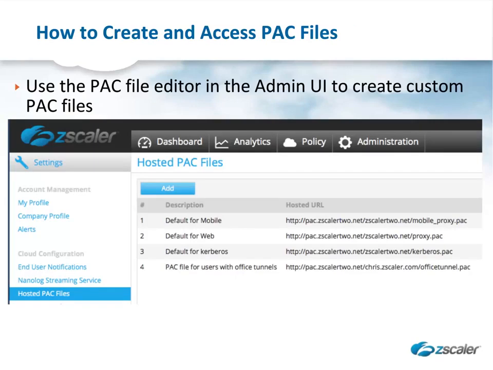This slide shows the PAC file editor in the admin UI and how to configure your system to use the Zscaler PAC file server. The PAC file editor can be found under the Administration tab in the admin UI. It is recommended to create your own PAC files even if you use the content of the default files, since the default files are read-only. That way, if you do need to make changes, you won't have to push a new URL to all of your users. Once you create a PAC file, the system will display the URL here. Make sure when you create a PAC file that the file name ends in .pac.